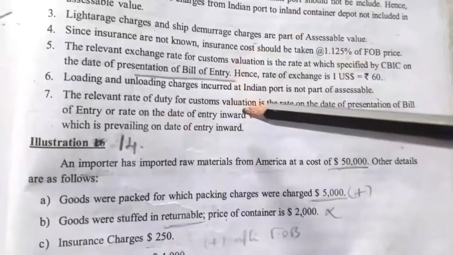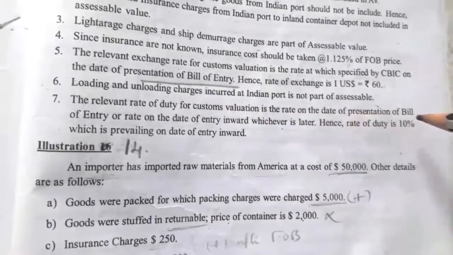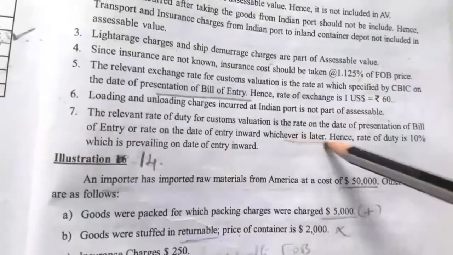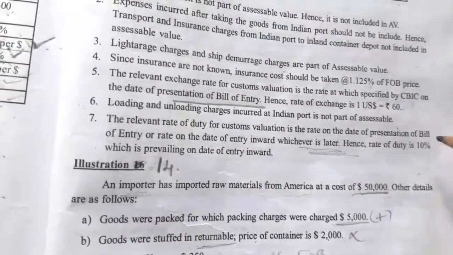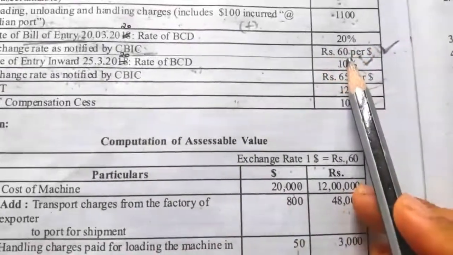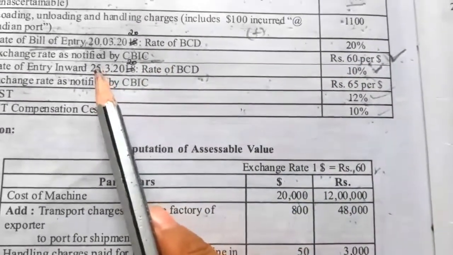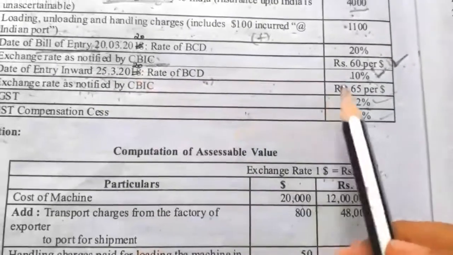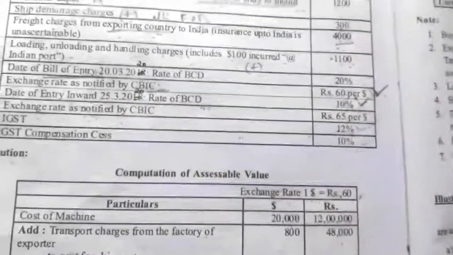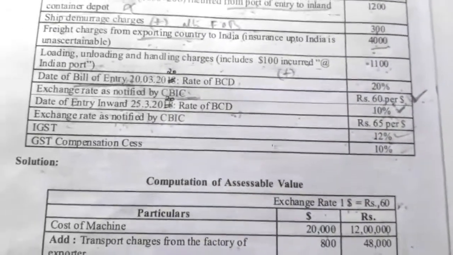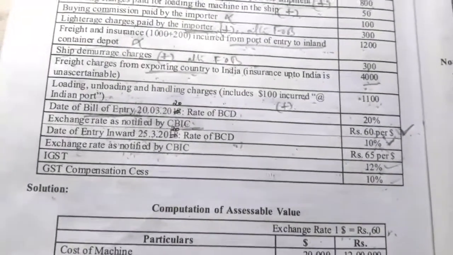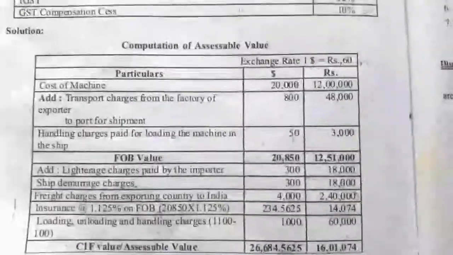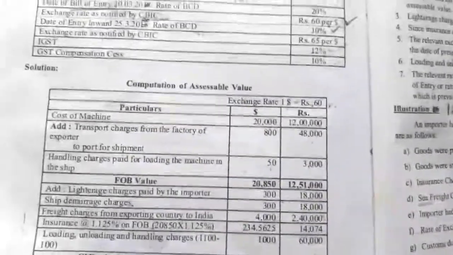Then the relevant rate of duty for customs we have to consider is whichever is the later date. So the rate of BCD we have to consider is 10%, the latest date. The tax rate we have to consider is also the latest date, so that is 10%. So only that much. Try to work out this assessable value as well as the customs duty payable.